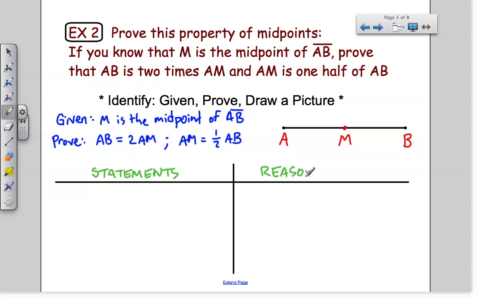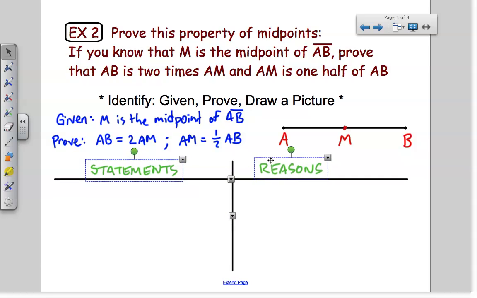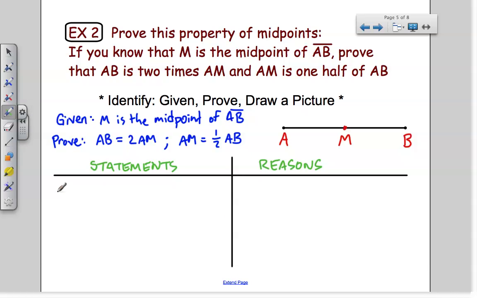And then I will need to number these. Move those up a bit. Okay. I always start with what I'm given, and I need to rewrite this. I was given M is the midpoint of segment AB. And again, that was given. Alright, where am I going from here?